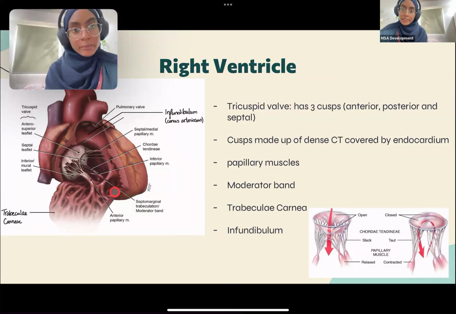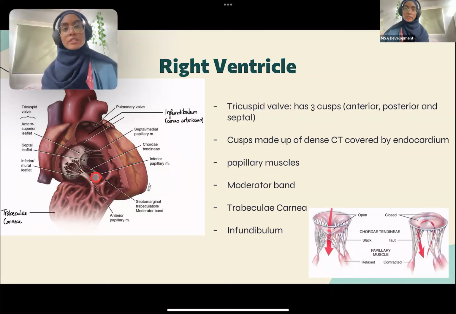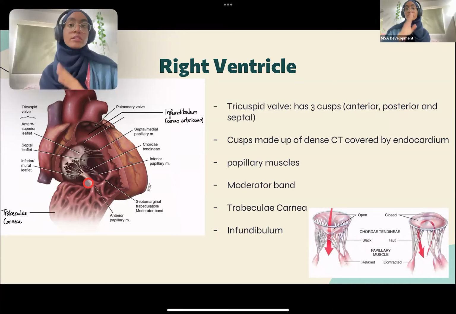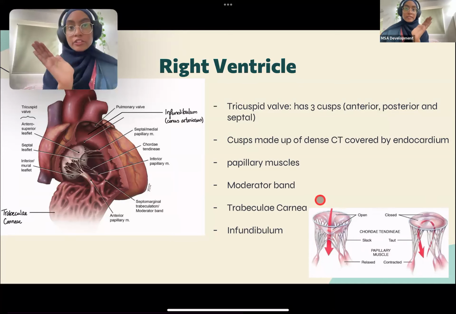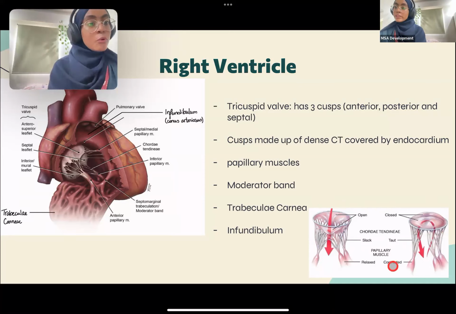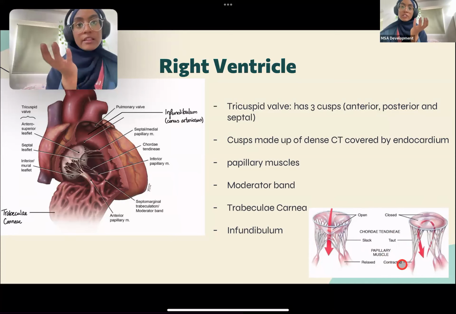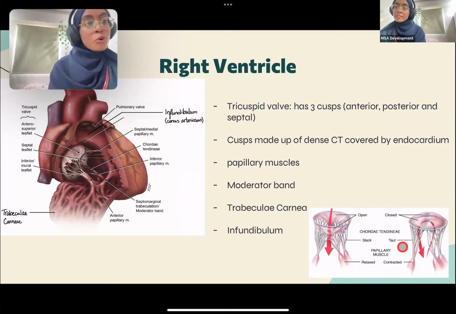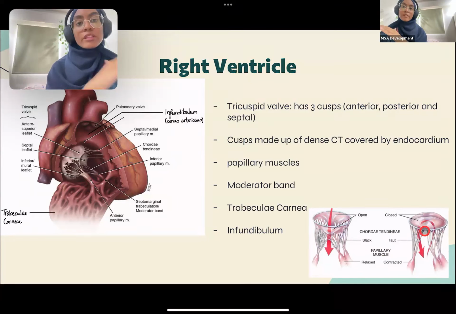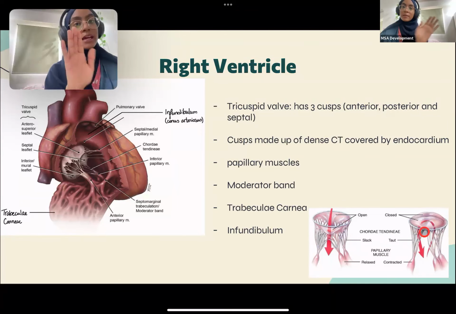What else do we have? We have papillary muscles and chordae tendineae. So what is the function of papillary muscles and chordae tendineae? Basically, when the ventricle contracts, we want the blood to go from the ventricle into the pulmonary trunk, right? Or if it's the left ventricle, to the aorta. We don't want it to flow back into the atria, right? So once the ventricle starts contracting, the papillary muscles contract, the chordae tendineae become tense, and they close the valve. They make sure there won't be any backflow of blood.